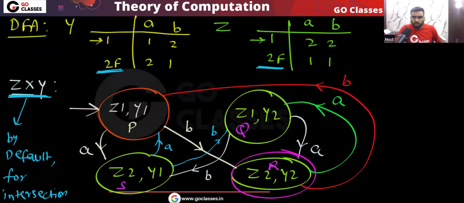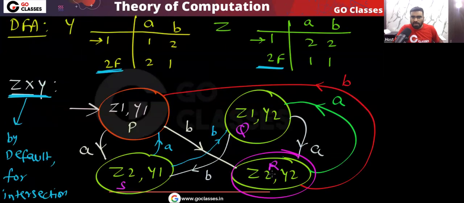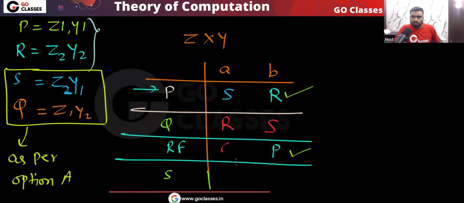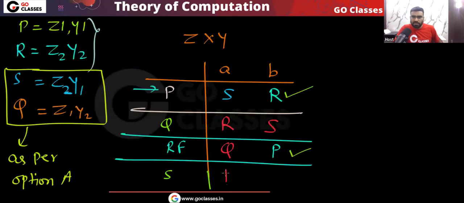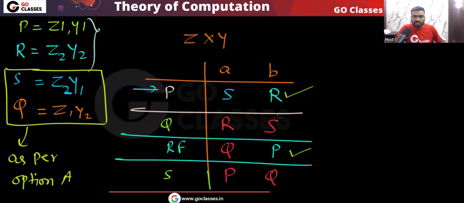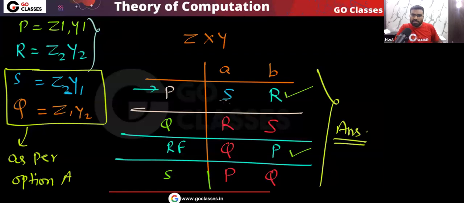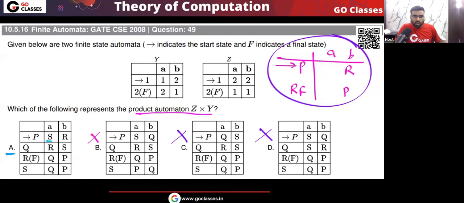And where Q is going on B, it is going to S. R on A goes to Q. S on A goes to P, and S on B goes to Q. So your answer should be this, this is the correct answer. Your answer is SRRS QPPQ.